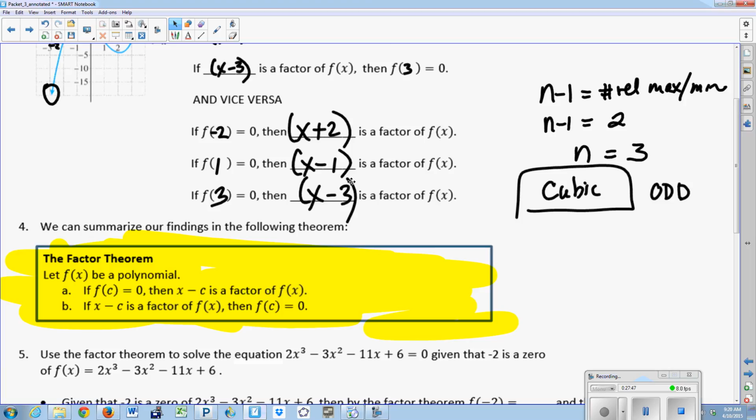So you want to always, before you start plugging numbers in, have it in this x take away c form. So for example, if I wanted to use the factor theorem to solve this equation, now notice I've set this equation equal to 0, and I've told you -2 is a 0. So what can you do with that? You can say f of -2 is a 0. Can you tell me what the factor is?